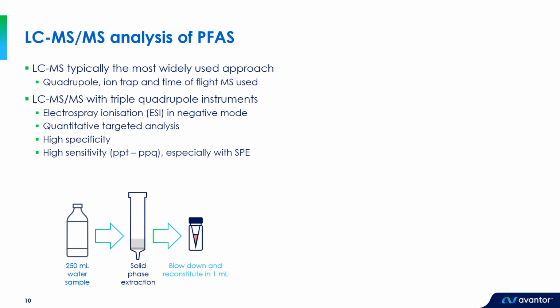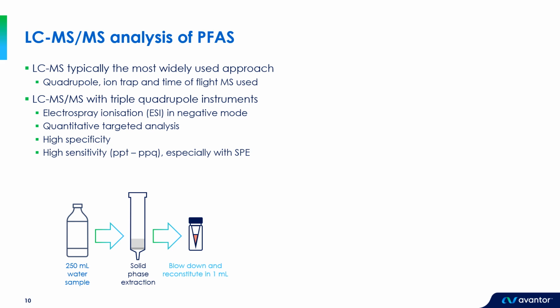So just to explain quickly, SPE allows us to pre-concentrate the analytes in the sample before analysis. So if we take the schematic representation on the screen as an example, here we load a 250 milliliter water sample onto an SPE cartridge. We then elute our sample with an organic solvent, and then we blow down that solvent to remove it and reconstitute the sample in 1 ml of diluent. So here we're achieving a 250-fold concentration of our sample before we're even injecting it onto our LCMS system.